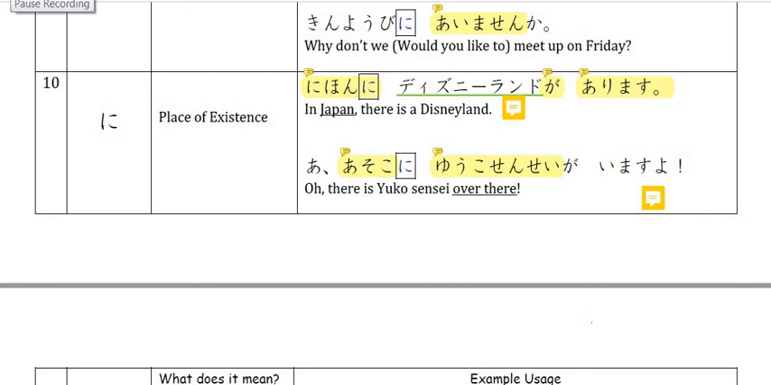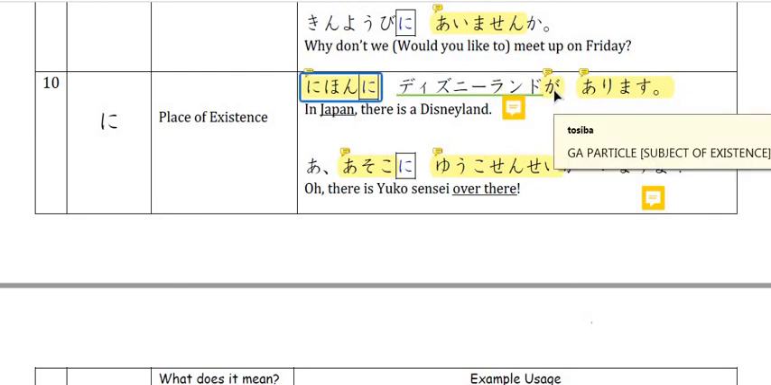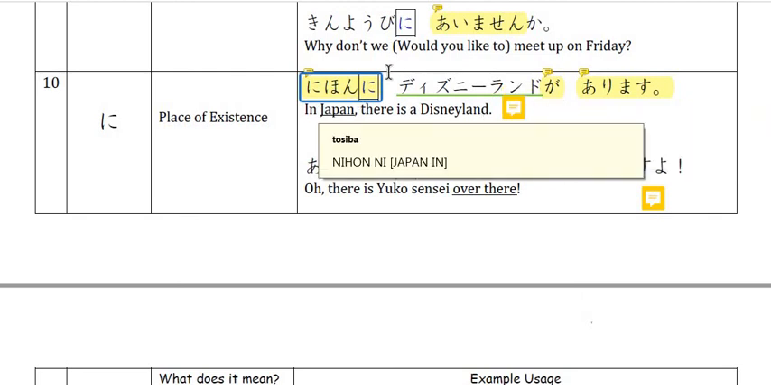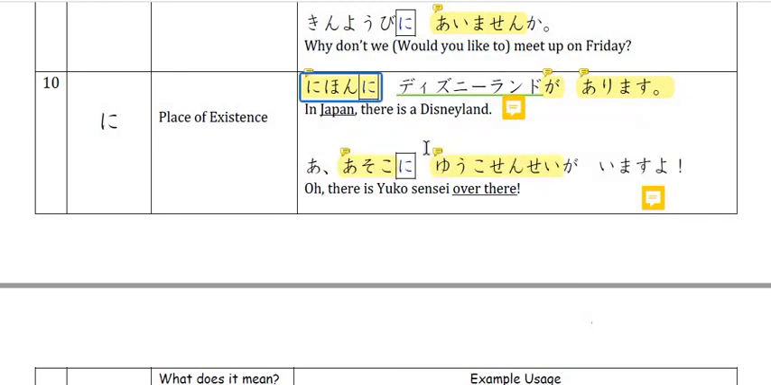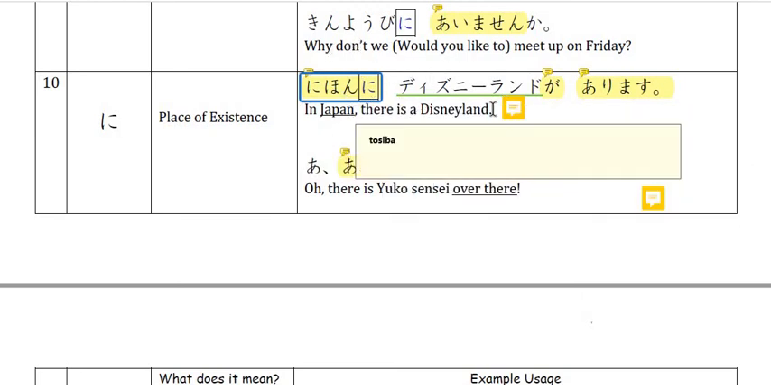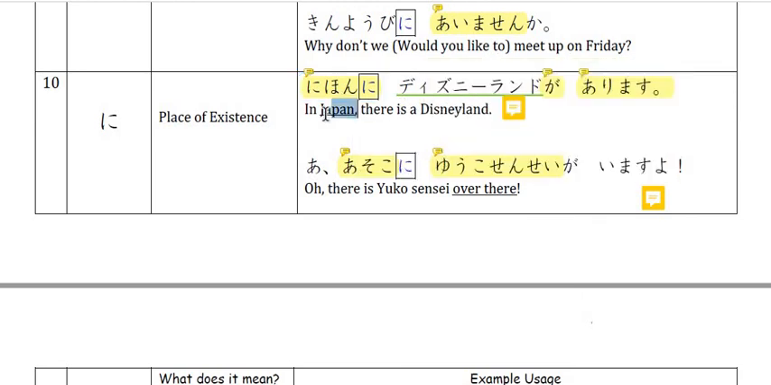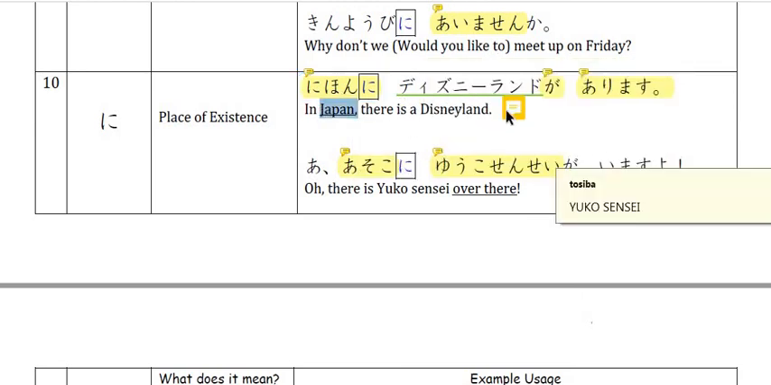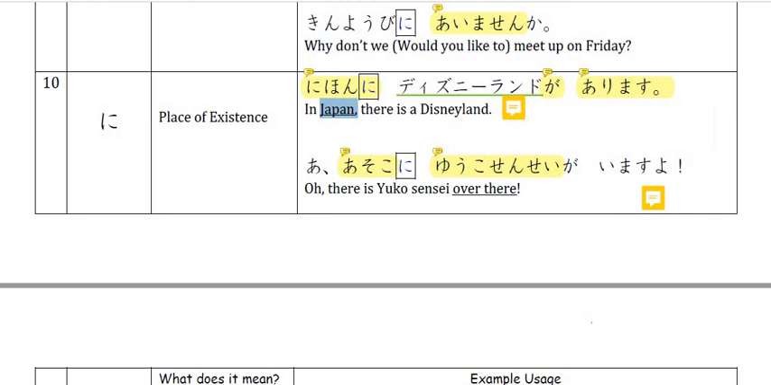If you take a look at the example, it is Nihon ni Disneyland ga arimasu. Disneyland is existing, so it is the subject of existence, and therefore I marked Disneyland with the particle ga. But over here, where does the Disneyland exist? It is in Japan. So Japan is the place of existence, and Disneyland is the subject of existence.